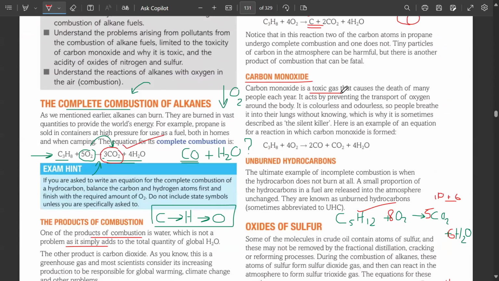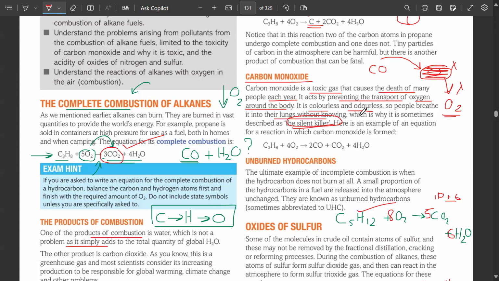Carbon monoxide is a toxic gas that causes the death of many people each year. It acts by preventing the transport of oxygen around the body, because red blood cells are responsible for transporting oxygen. When carbon monoxide is inhaled by a human, it takes all the space in the red blood cells and there's no space left for oxygen to be transported in the blood. It is colorless and odorless, so people breathe it into their lungs without knowing, which is why it's sometimes described as the silent killer.